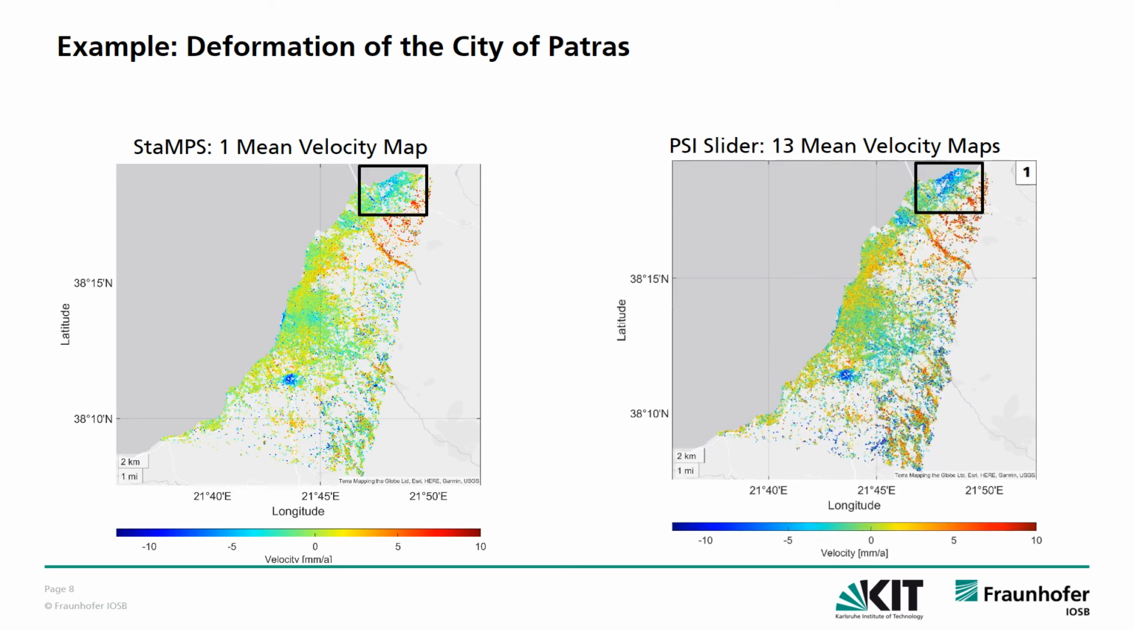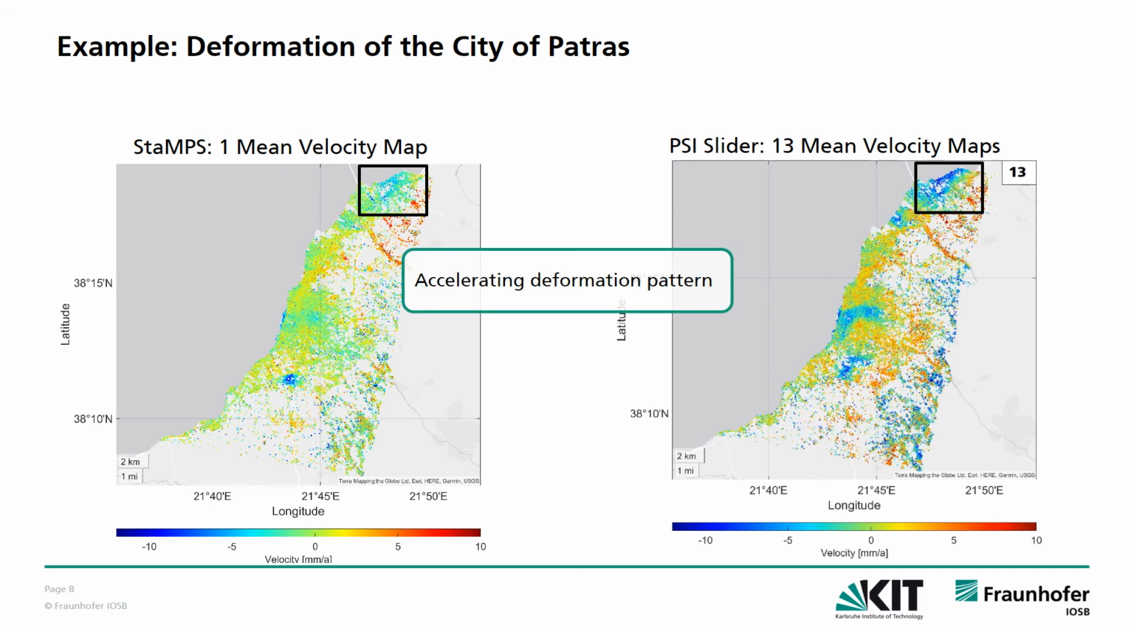The last deformation pattern I want to show you is marked with a black rectangle. In the deformation map on the left side you can see a deformation pattern close to the coastline. This deformation pattern is accelerating over time, which can be seen in the deformation maps on the right side.